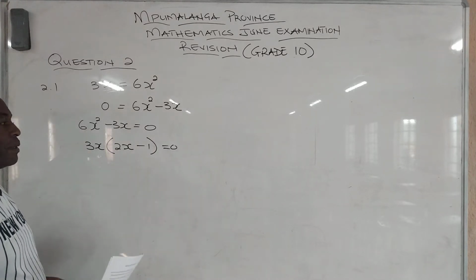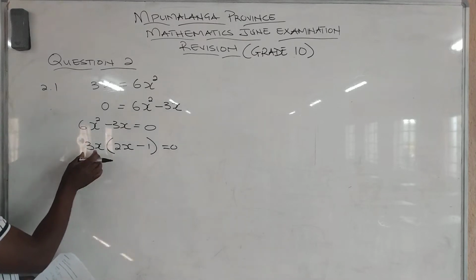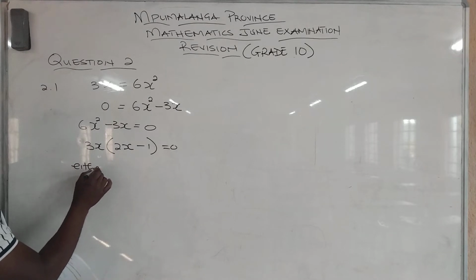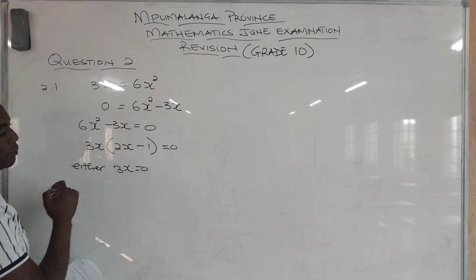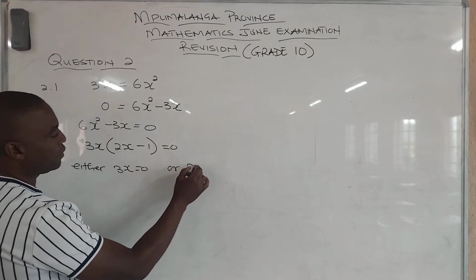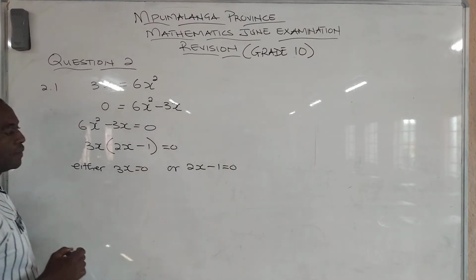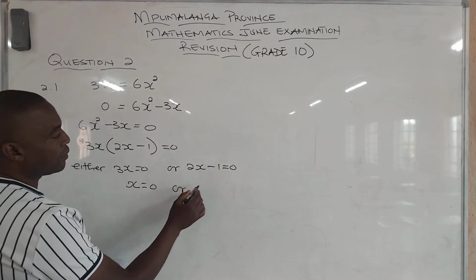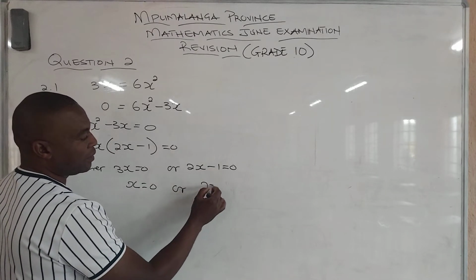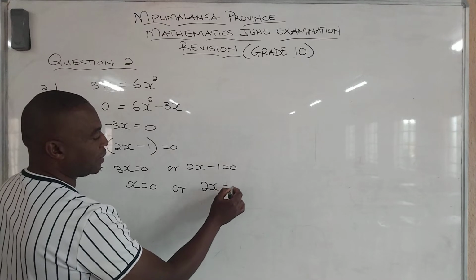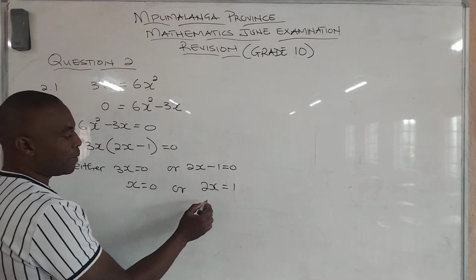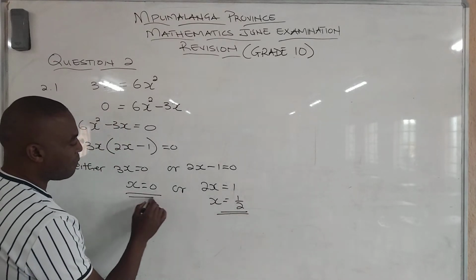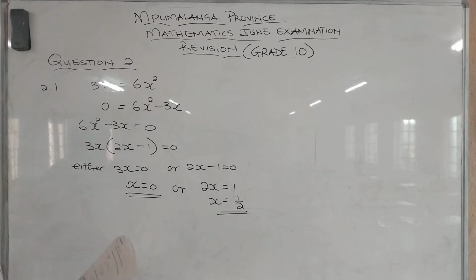Now after factorization, remember the 0 rule. If you are multiplying two numbers and the product is 0, then it means either 3x will be equal to 0 or 2x minus 1 will be 0. So from this, we will conclude that x is equal to 0, or we transpose negative 1, that will be positive 1, and then we divide by 2, so x will be equal to 1 over 2. So these are our answers for the quadratic equation.